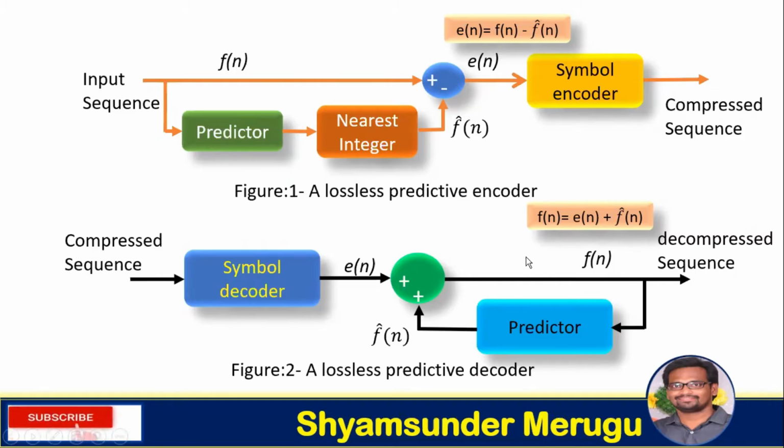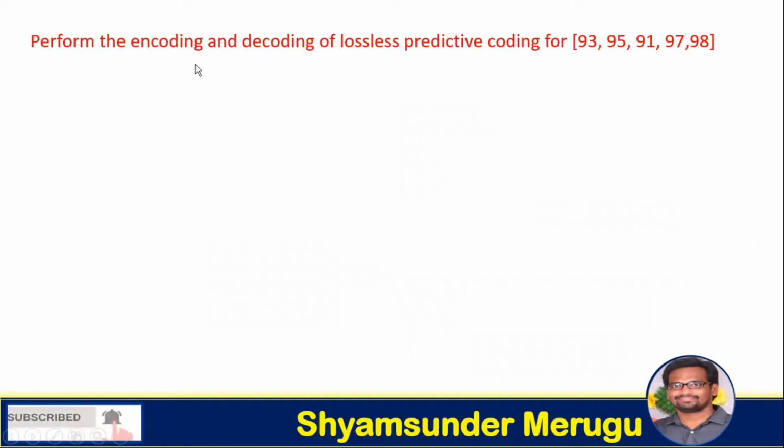Now we will look at a problem so that we can easily understand how lossless predictive encoding and decoding is used to give fruitful results. Perform the encoding and decoding of lossless predictive coding for the sequence 93, 95, 91, 97 and 98.